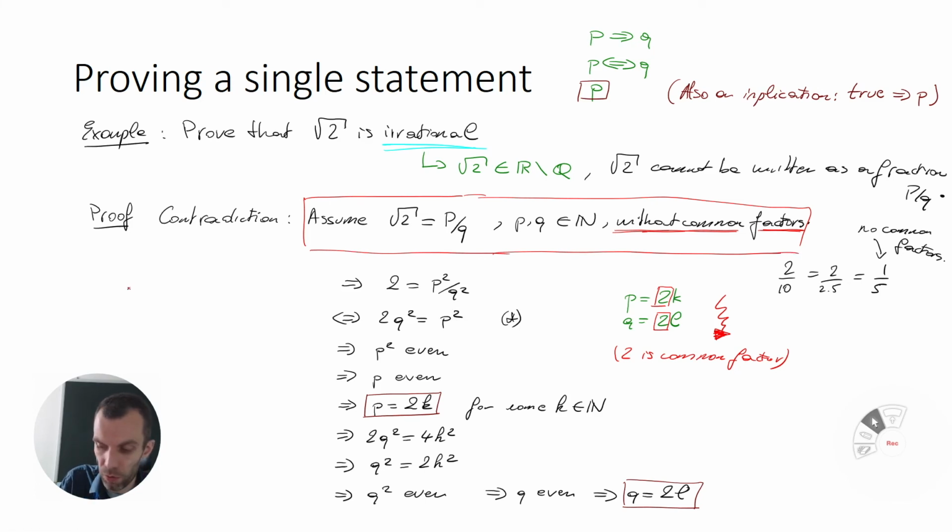And I can conclude that the negation of this statement holds, so I can say square root of 2 cannot be written as a fraction p over q.